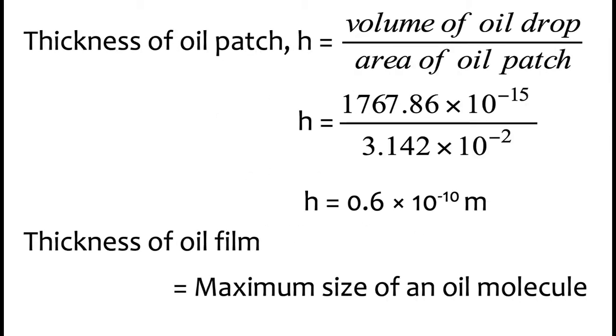So the thickness of oil patch H equals volume of oil drop over area of oil patch. So we have H equals 1767.86 times 10 raised to power minus 15 divided by 3.142 times 10 raised to power minus 2, and we have H, the thickness, equals 0.6 times 10 raised to power minus 10 meter. Therefore, the thickness of oil film equals the maximum size of an oil molecule, which is 0.6 times 10 raised to power minus 10 meter.